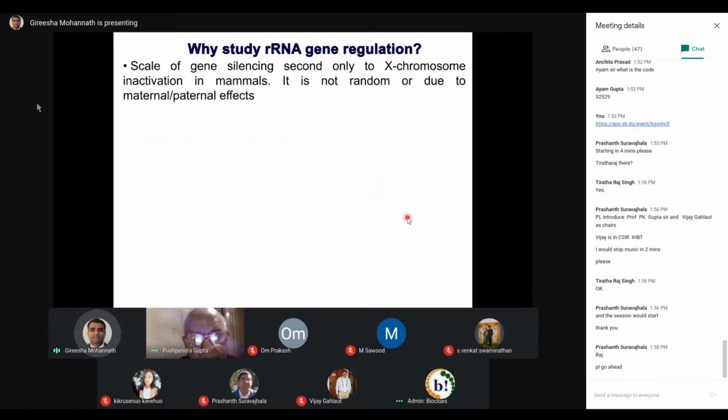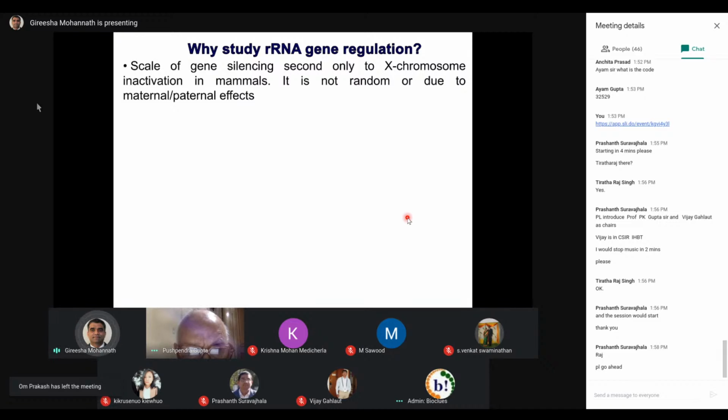If you are wondering why we study rRNA gene regulation, there are a few reasons. One is that the scale of gene silencing is pretty large. We are talking about megabase-scale silencing. It is next only to X chromosome inactivation in mammals.